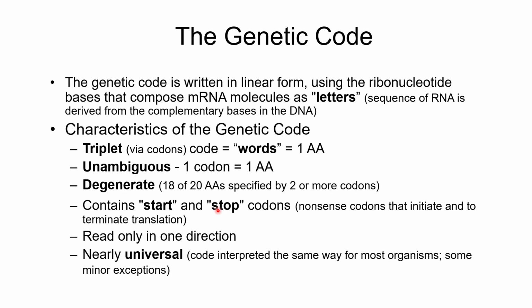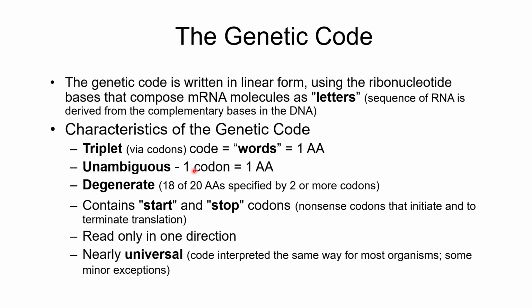Okay, so here are the characteristics of the genetic code. First off, it is triplet. What it means is the words that we read, we have three ribonucleotides for every one amino acid. We call these a codon. So a codon is 3 bases. Okay, it is also unambiguous, and what we mean is that for every one codon we have, there is only one amino acid that it codes for. So you can't have a codon code for 2 amino acids.